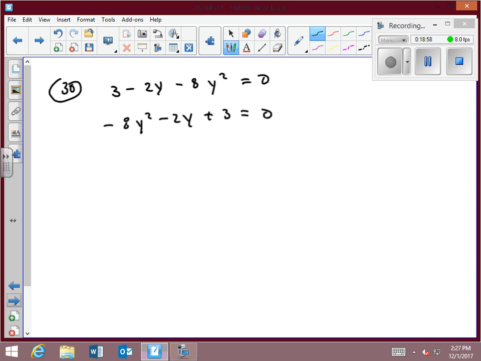Wait. You want your leading term positive, right? What would you do? There's a couple. Should be negative. So how are you going to get the leading term positive? Change the other signs and make it positive. So you make the 8 positive and then the 2y positive and the 3 negative.